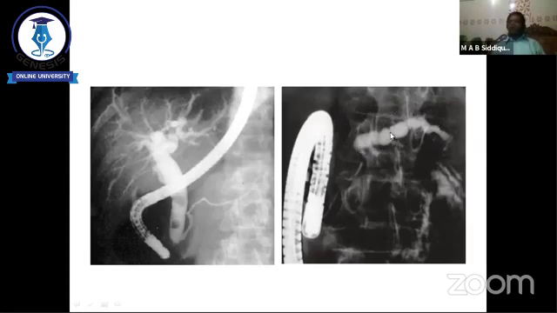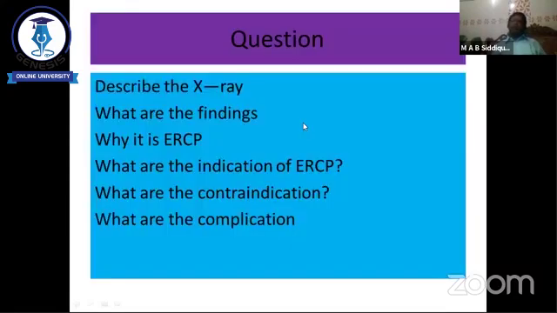And this is also the pancreatic duct, which is dilated with multiple strictures. So this is the visualization of the pancreatic duct. By ERCP, we can visualize both the common bile duct and also the pancreatic duct. Actually, nowadays ERCP is not recommended for diagnostic purposes. It is usually used for therapeutic purposes.